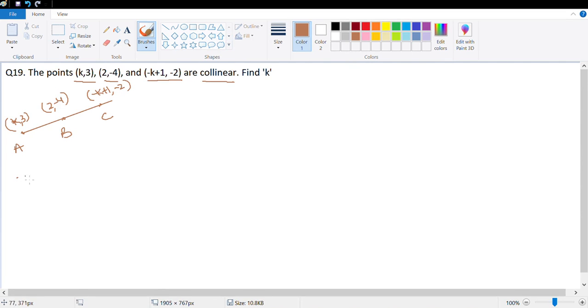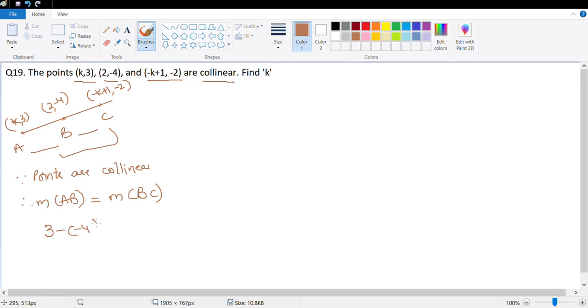Since the points are collinear, the slope of any two points, AB, BC and AC, all of them would be equal. Therefore, slope of AB would be equal to the slope of BC. Let's figure out the slope of AB, let's figure out the slope of BC, and let's equate them. That should help us find the value of K. So slope of AB would be y2 minus y1, in this case 3 minus -4 upon k minus 2.